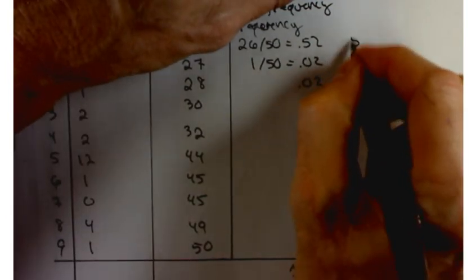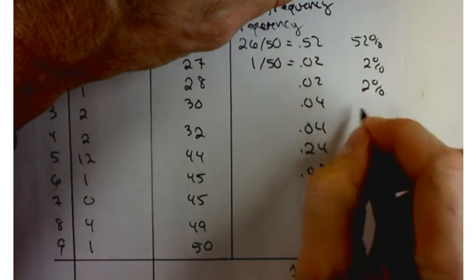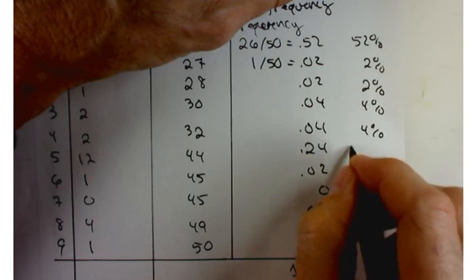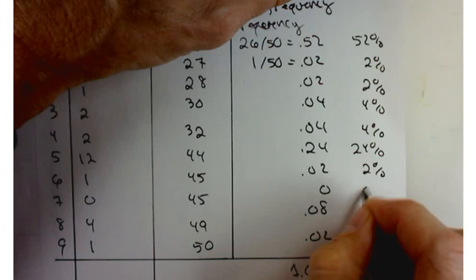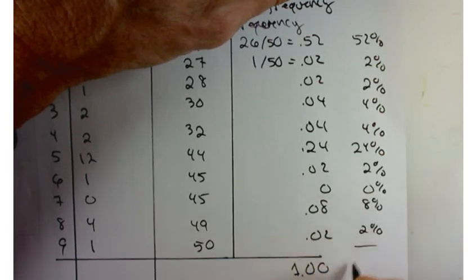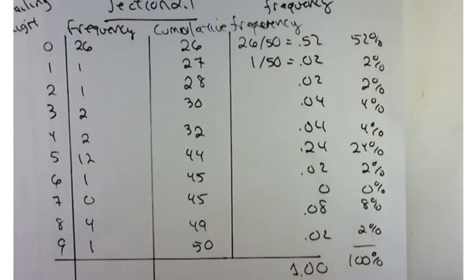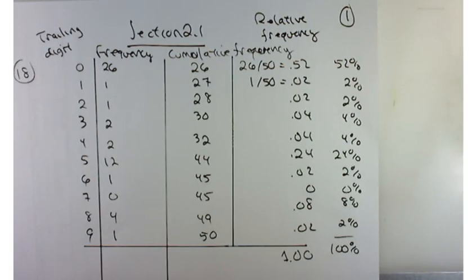Sometimes, if you want, you can write these as percentages as opposed to decimals. That's fine. That'd be 52%, 2%, and so on. It just gives you another way to look at your data, and it's particularly helpful if you want to compare different size data sets. So that would be your relative frequency for that last column. Is it clear how to get those? You're just going to take each frequency and divide by n. Nothing too dramatic there.